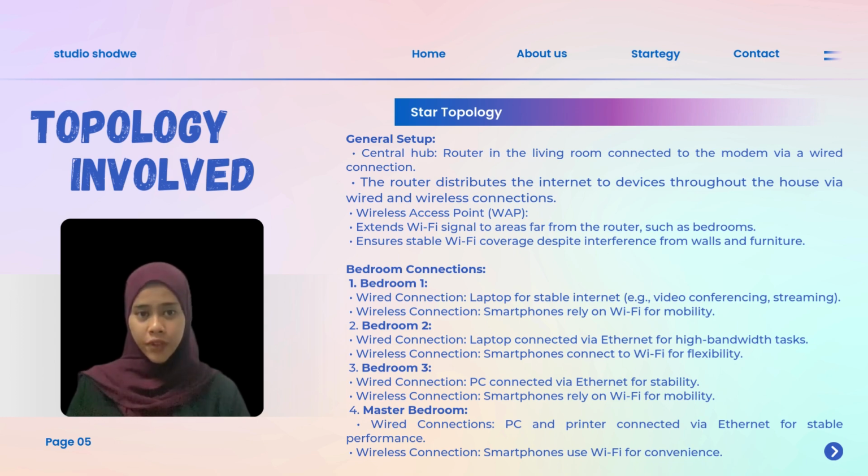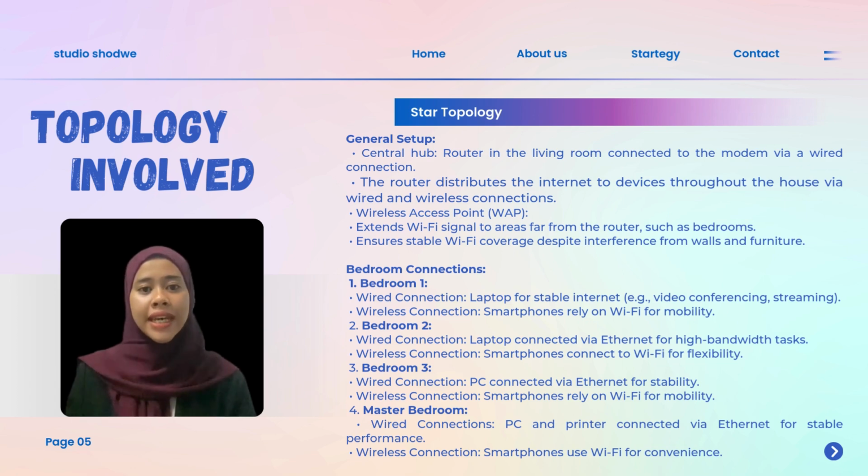Next is the topology involved. The following diagram shows a star topology network where all devices are connected to a central hub, a router in the living room. The router acts as a communication hub, connecting directly to the modem for internet access and distributing the connection to devices throughout the house. Each room connects to the router either via wire or wireless connection.